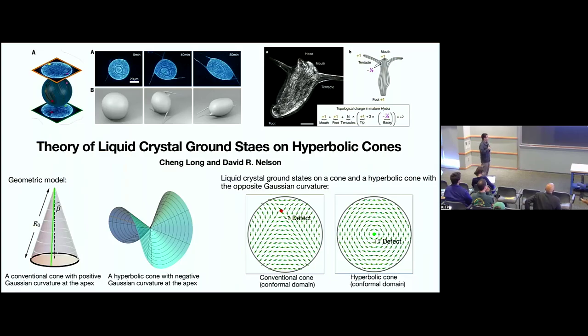Cones have positive Gaussian curvature concentrated at the apex, and hyperbolic cones have negative Gaussian curvature at the apex. So we used them as a minimal geometric model to answer this question, and we demonstrated that the repulsion from negative Gaussian curvature is generally weaker than that from positive Gaussian curvature. Thank you for your attention.